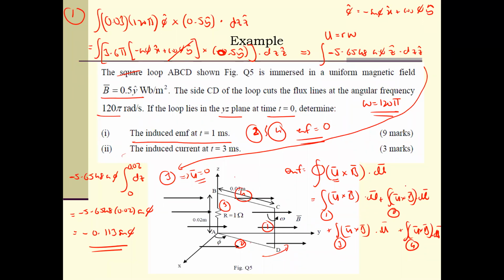So in the end, we are going to have only the contribution from side number 1 for this particular structure, whereas for side number 2, side number 3 and side number 4, the contributed EMF will be 0. So we proceed with the EMF for side number 1. I just write it for you again: the EMF generated will then equal negative 0.113 sine of phi.